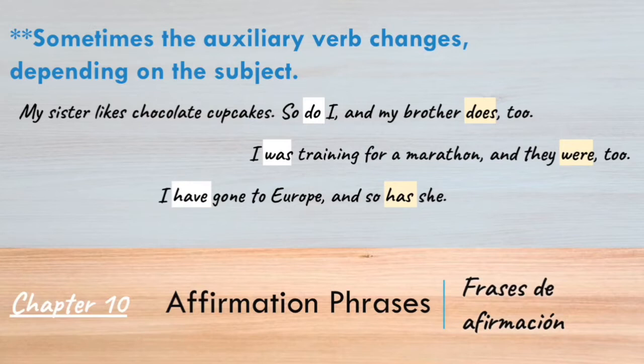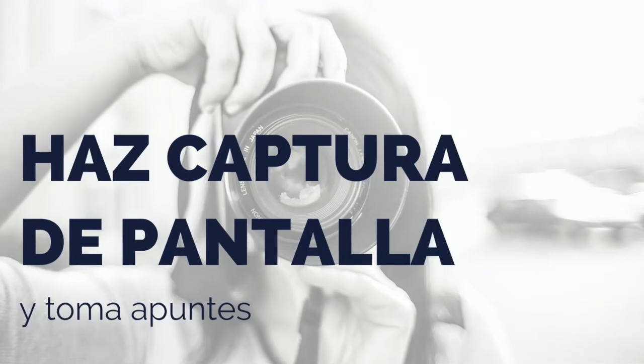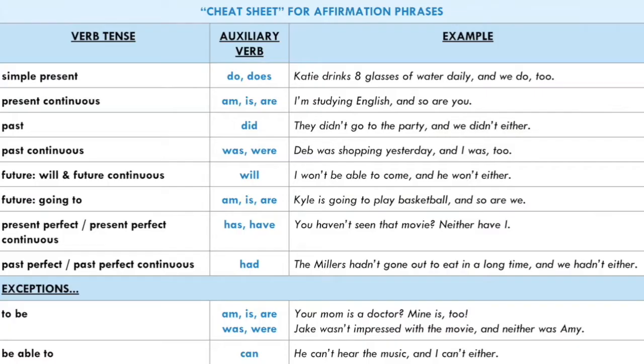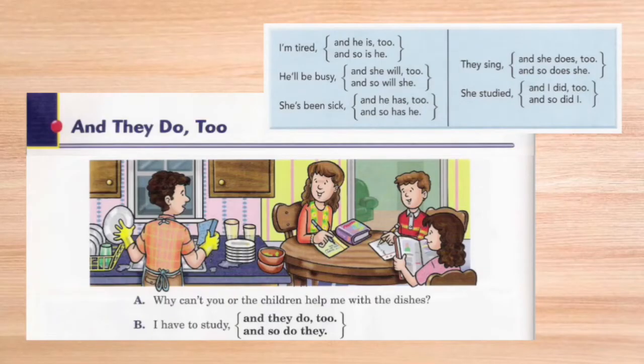The thing is, you've been practicing combining subjects with the correct verb all year long, so this isn't anything new. We just have to remember to apply that concept to affirmation phrases as well. And in case this is helpful, I made a big list of auxiliary verbs for different verb tenses. So hopefully this can be a good reference throughout the rest of chapter 10. Feel free to take a screenshot of this or even write it down in your notebook. Okay, enough grammar. Let's practice this.